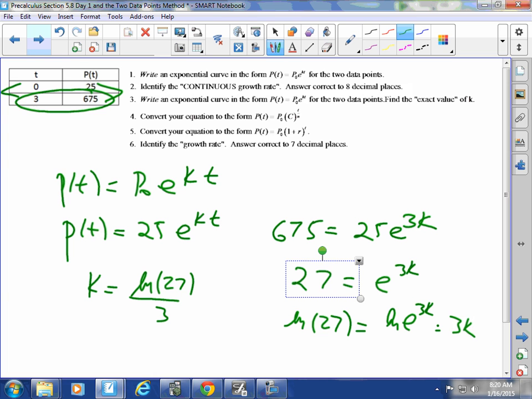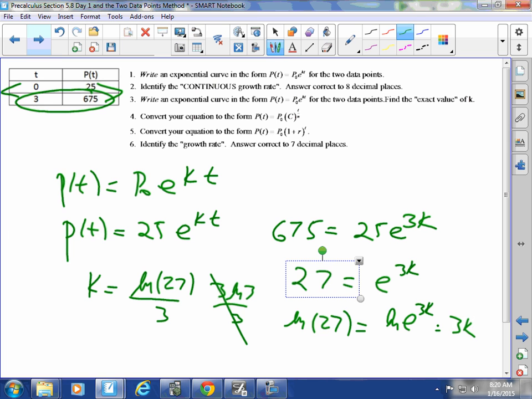Okay, but I liked your point. What you said is, let's take this natural log 27 and call it 3 natural log 3 over 3, and we end up with just k being the natural log of 3. The significance of that is, if you study this chart, what it's really telling me is that the y-coordinates are tripling with every unit of time.